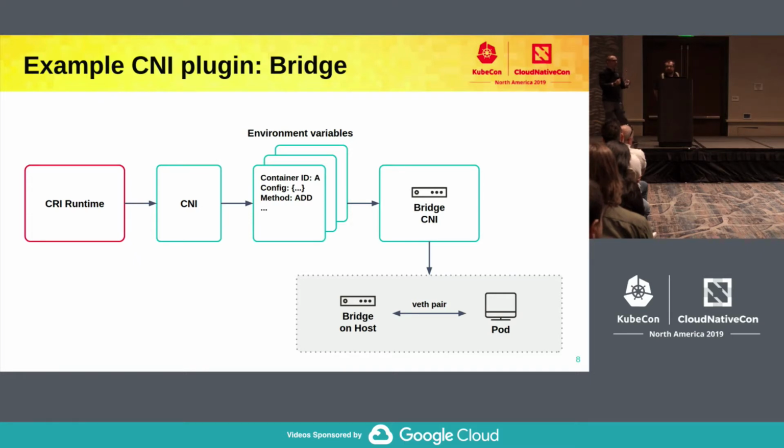Then, once your plugin runs, you basically are free to do whatever you need to plumb your particular pod. So in the case of the Bridge CNI, essentially it takes that container ID and it'll create a bridge on the host node, and then it will make a VETH pair between, so that's like a virtual Ethernet connection between your pod and the bridge on the host, and that'll be presented as your typical Ethernet device inside your pod if you were to execute IPA, for example.